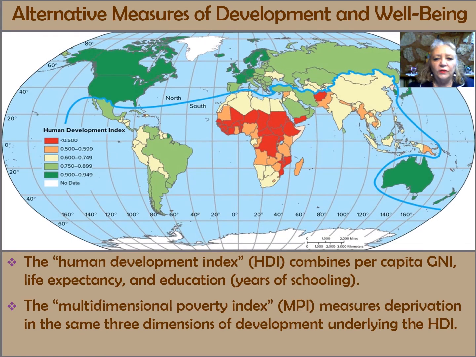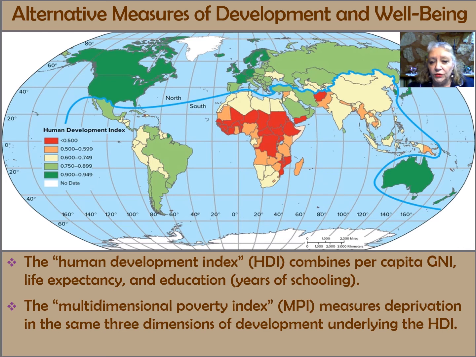Look at some alternative measures of development and well-being. The biggie is going to be the Human Development Index, HDI. Now, the HDI is used by the United Nations to rank a country's level of human development, and it has 3 dimensions of development used to calculate a country's HDI. That would be health, education, and living standards.